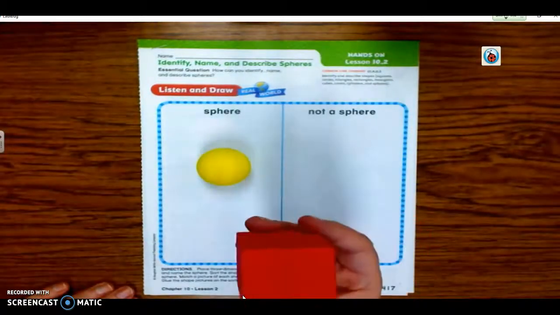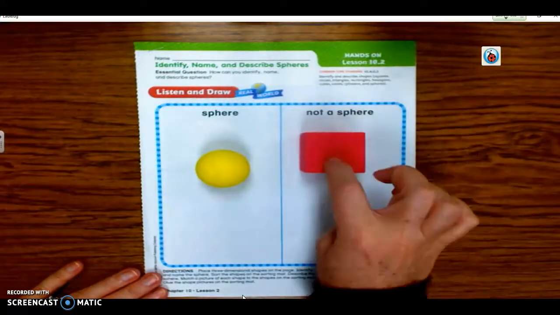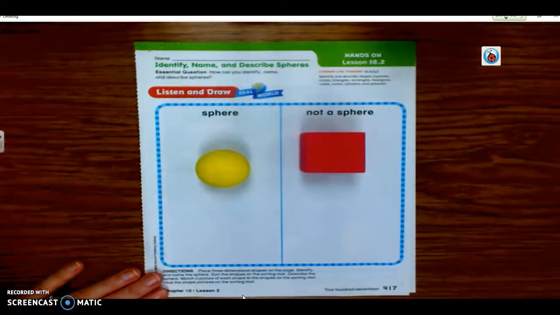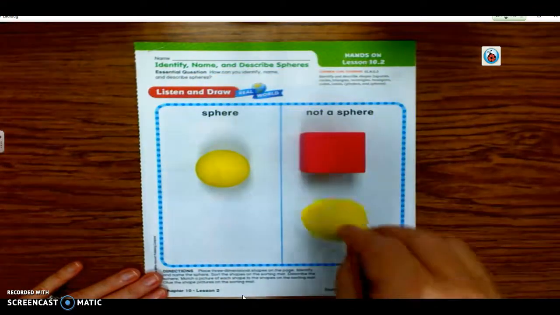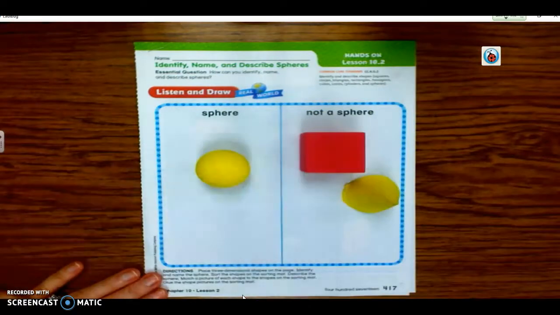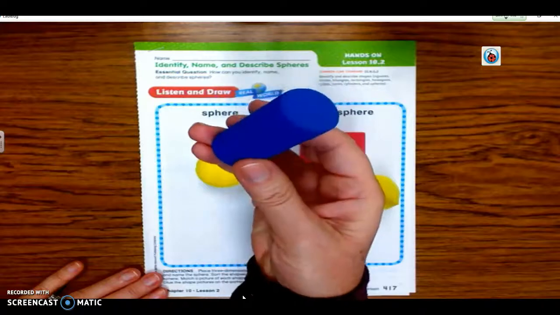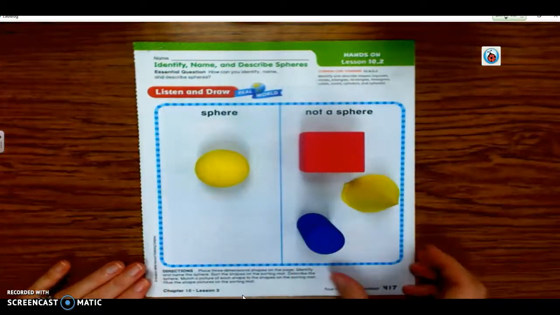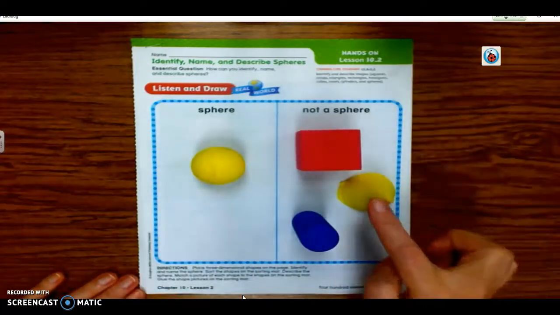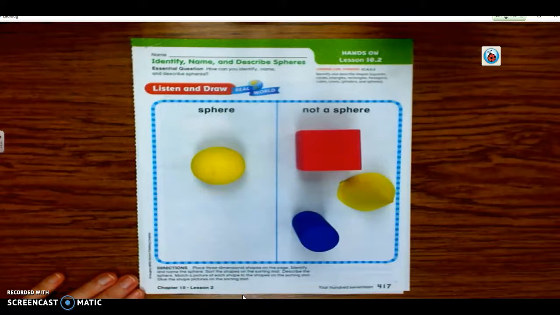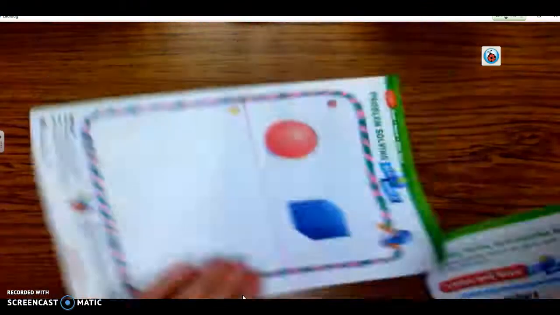What about the cube? Yeah, it's a cube, so of course it's not a sphere. This is a cube. They said it looks like a dice. What is this shape? The cone. They said it reminds them of a party hat. And this one, the cylinder. They said it reminds them of a soda can. So there's our sphere. This one is a cube, cone, and cylinder. All right, let's turn our page and look at some more shapes.